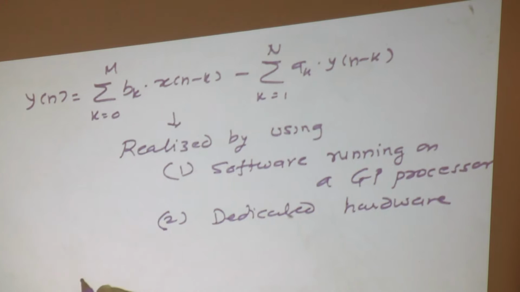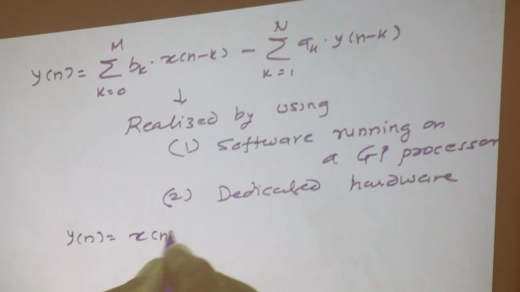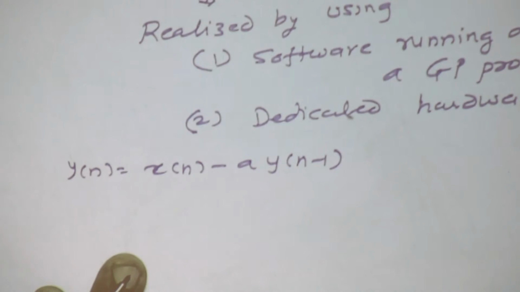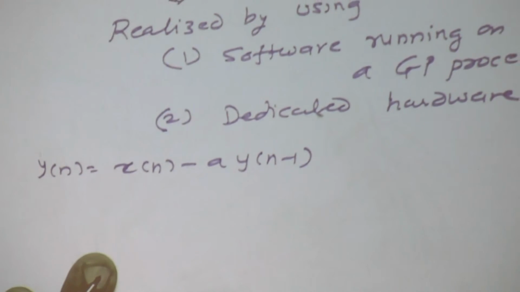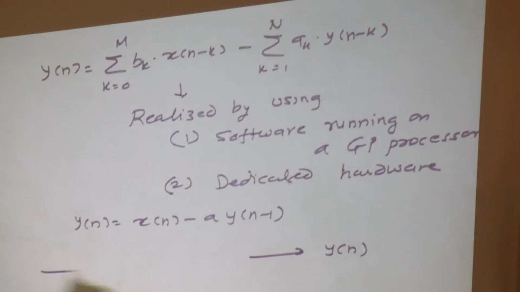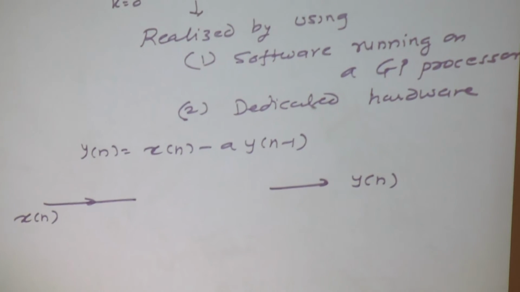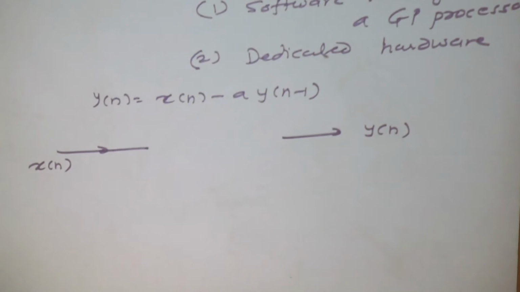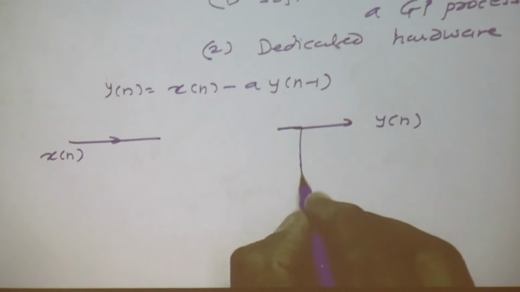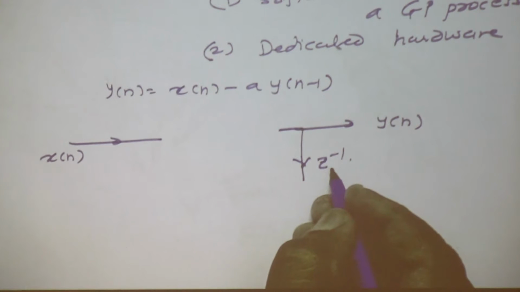Let me take a small example, whichever we started with. y of n is equal to x of n minus a times y of n minus 1. How do we realize this system? A first order system, how do we realize it? So, take y of n, I want the y of n here, x of n is available here. So, I have x of n available, I have y of n available. How do I obtain y of n minus 1? I take this output, delay it. So, multiply by z inverse, or this represents a delay.